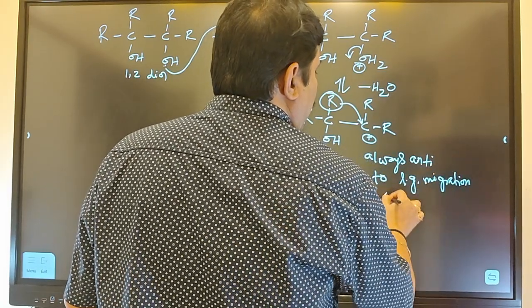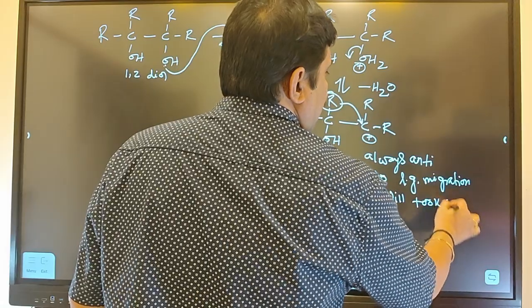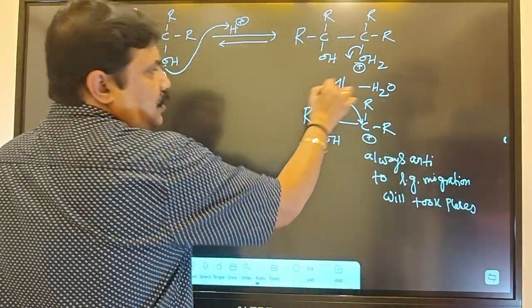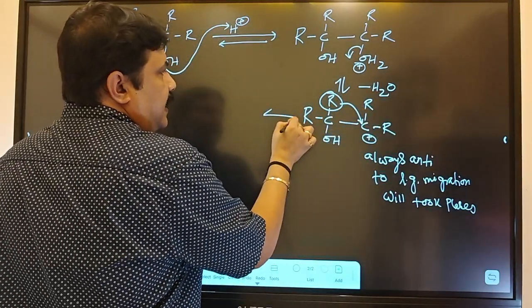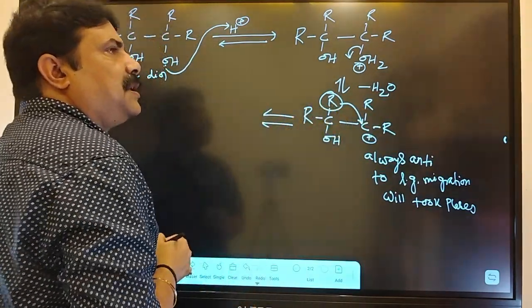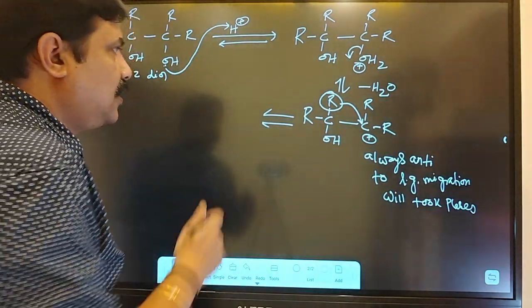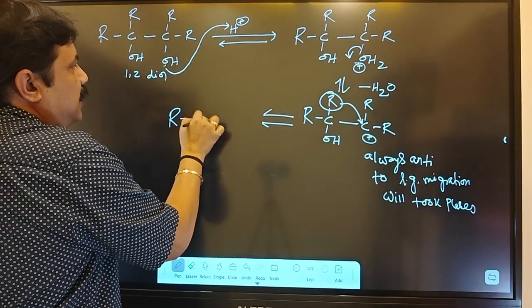Migration will take place. As well as this migration, this R group is migrating to the carbocation carbon. Why? Because this carbocation will get stabilized due to the direct plus R effect of the lone pair of oxygen. So now this is migrated, and now we will get like this.